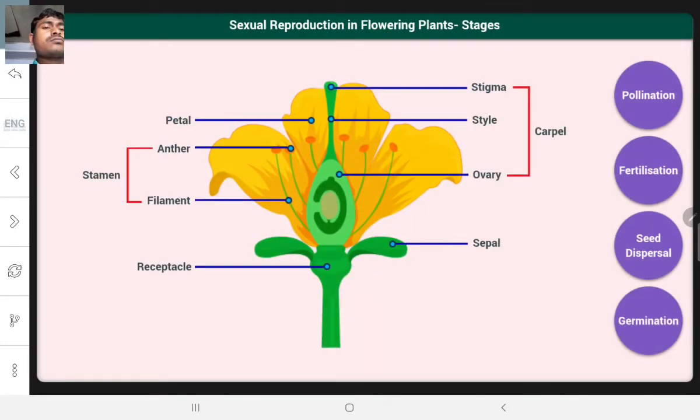Sexual reproduction in a flowering plant takes place in 4 stages: pollination, fertilization, seed dispersal, and germination. Tap on each to learn more.